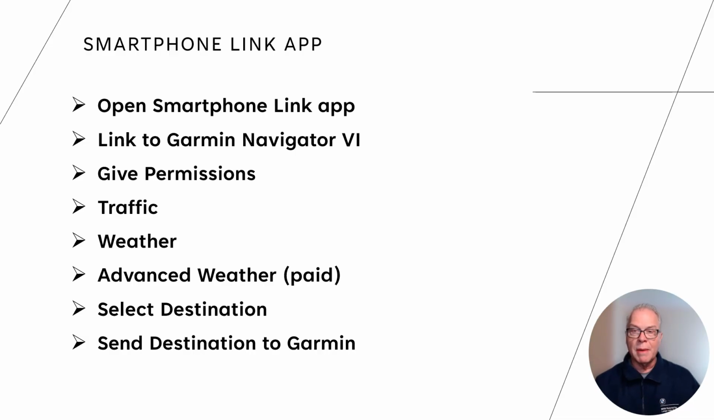Okay, so I'm going to talk about the first time opening the Smartphone Link app and linking it to the Garmin, also the permissions and what it can do for you. Traffic, weather, advanced weather if you want to pay the extra subscription. Select a destination on your phone and then hit a button so that it just shows up in your Nav 6 the next time you start riding.